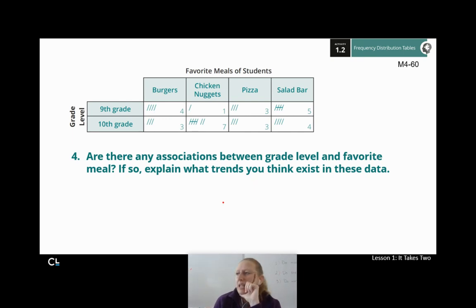Kind of glancing at it, do you see any associations between grade level and favorite meal? And if so, what trends do you think exist? Hit pause, write down what you notice, hit play when you're ready to check your work.